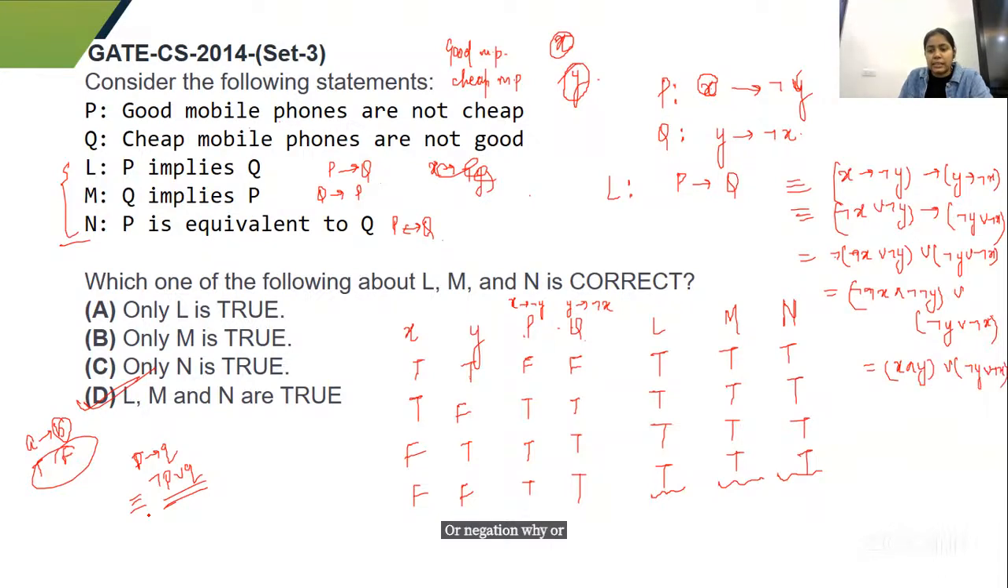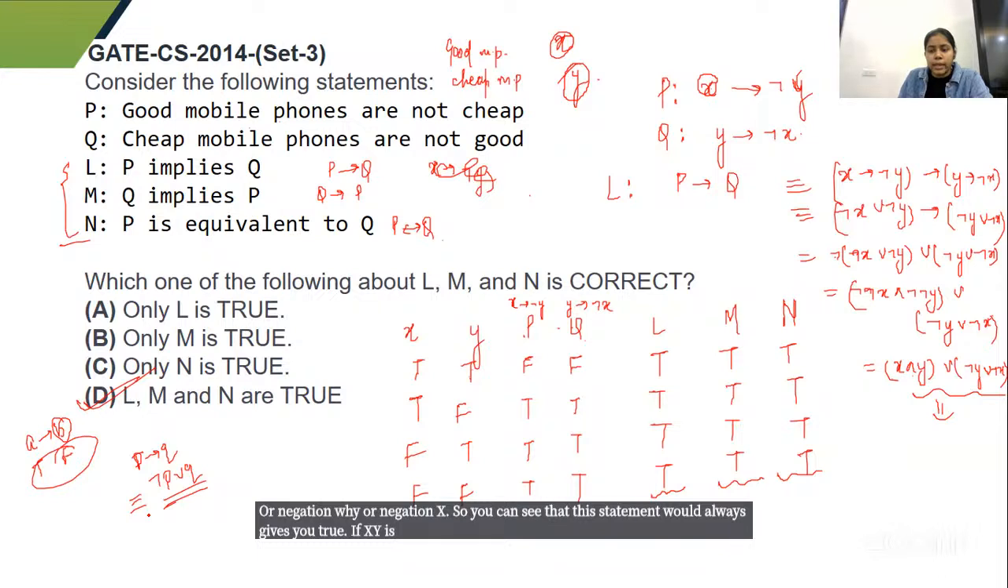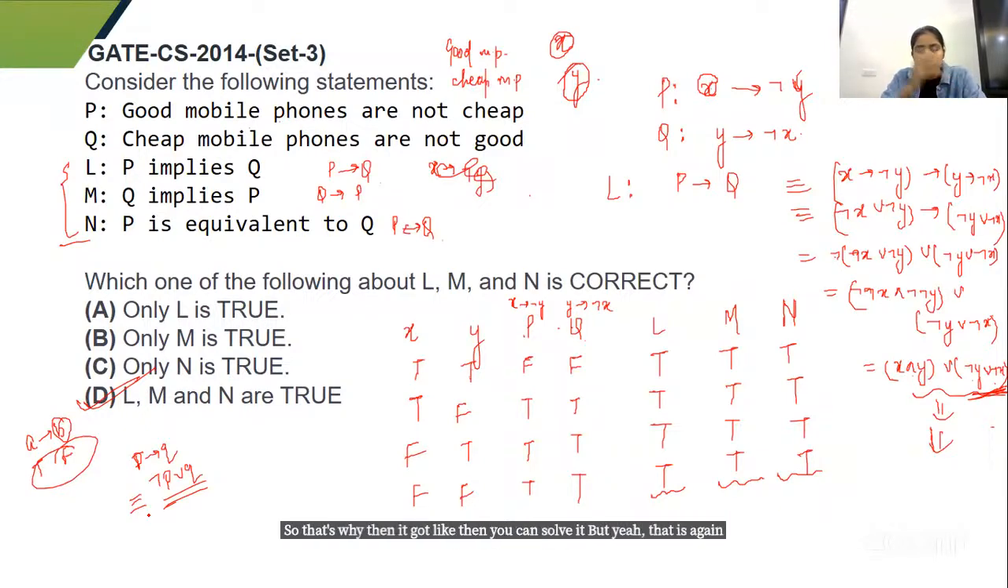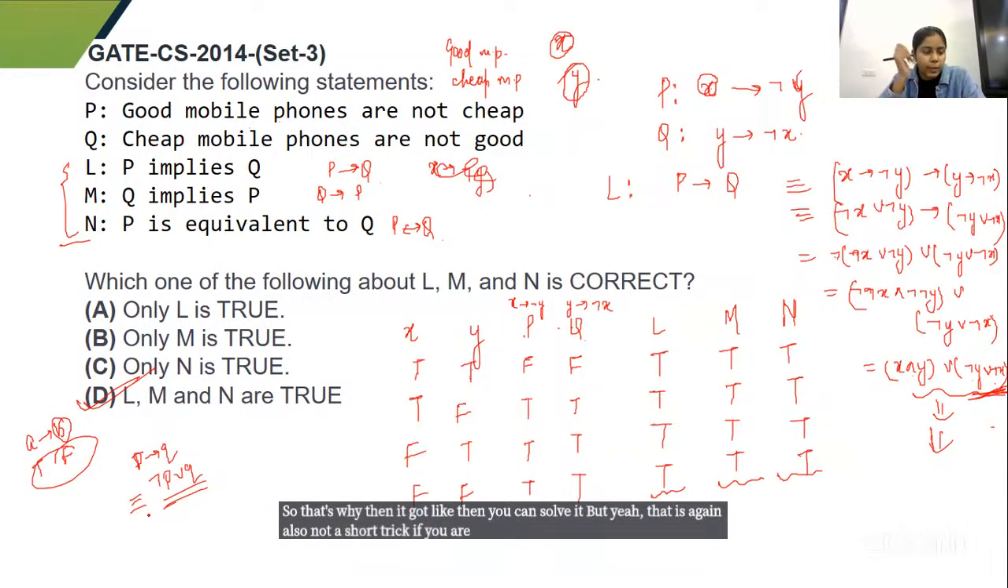So you can see that this statement would always give you true. If X and Y are true, this would be true, and the or does not matter. If X and Y are false, this would be true. But if one of X or Y is true, the second part would be true, right? So that's how you can solve it. But that is again not a short trick if you use equivalence as well. I hope this is clear.